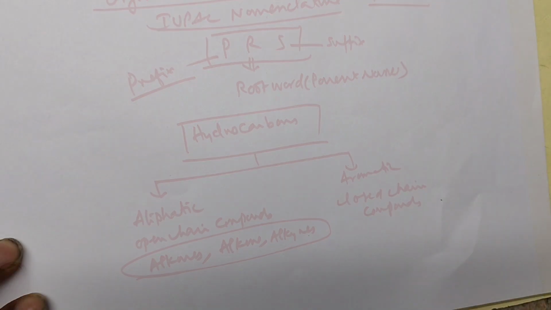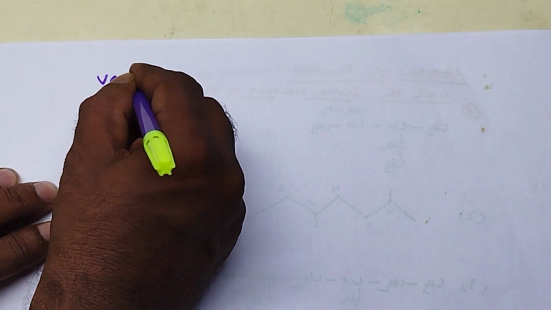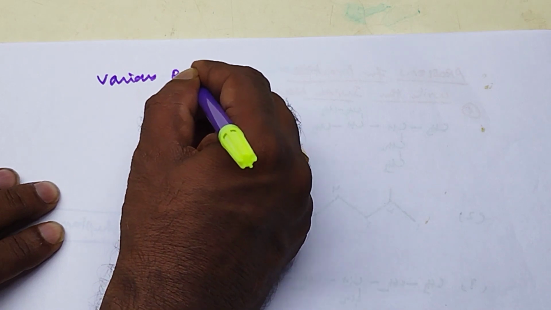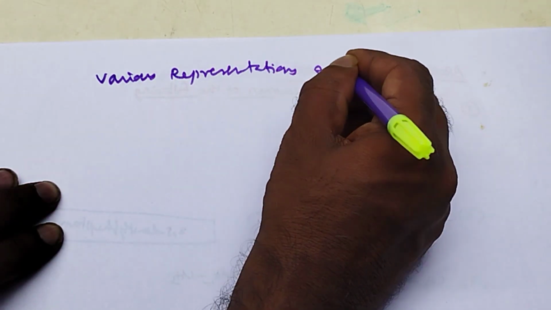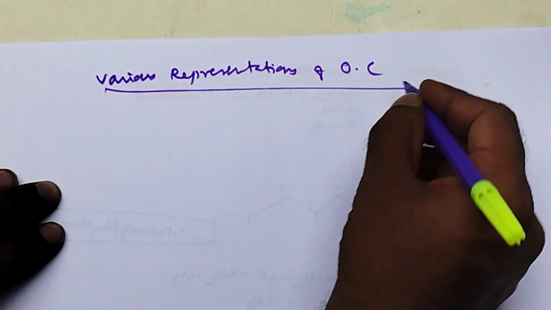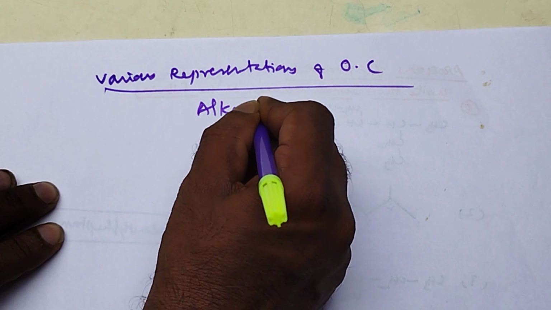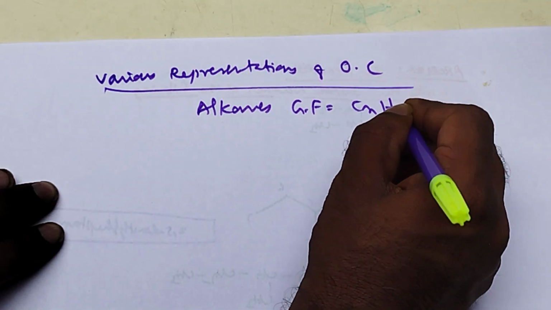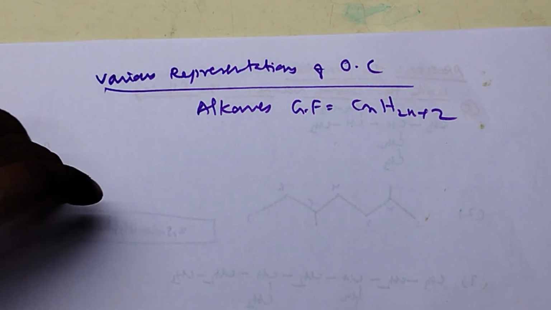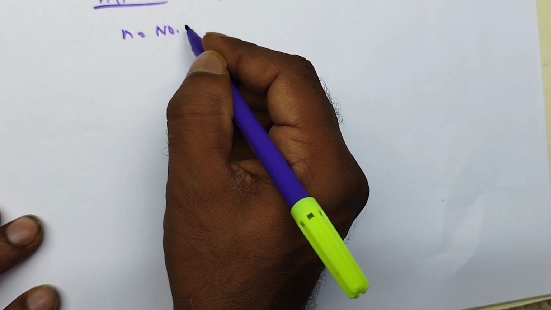Before discussing the IUPAC nomenclature, first we look at various representations of organic compounds. Alkanes: its general formula is CnH2n+2. What does n represent? n represents the number of carbon atoms.